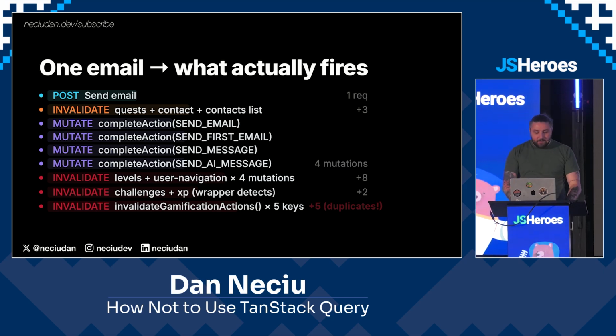we were invalidating. But then the gamification system kicks in. Because sending an email is an action, we called complete action if available, send email. Then maybe that email is the first email, so we were also completing the second action. Then an email is a message, so that's a third action we were completing. And it might have been written with AI, so that's the fourth action, and so forth. And because we invalidated after each action, we were basically invalidating multiple times.